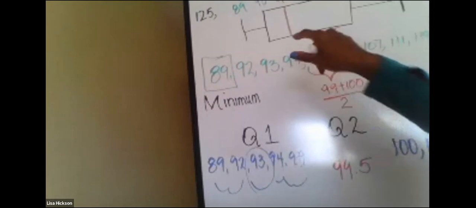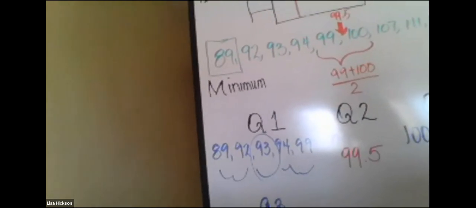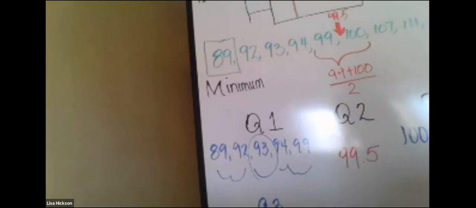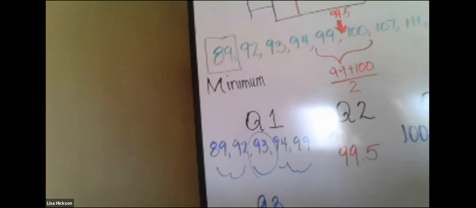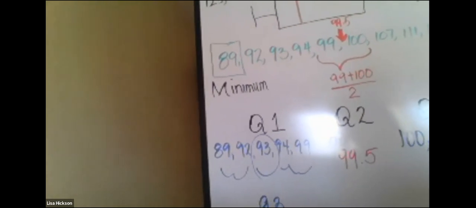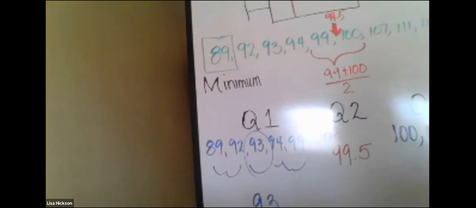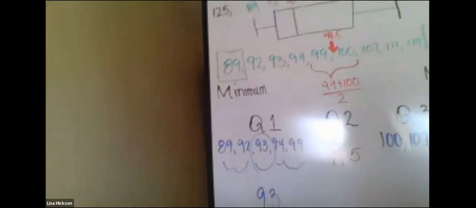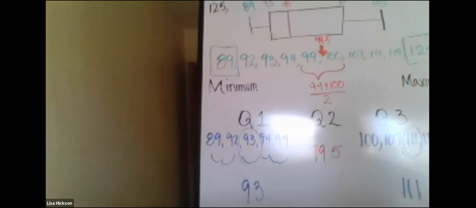So this is what your box plot should have looked like. If you do not have that, please make sure you write it down. I can't back up any further, but you can tell me to move left or right if it's something you cannot see.